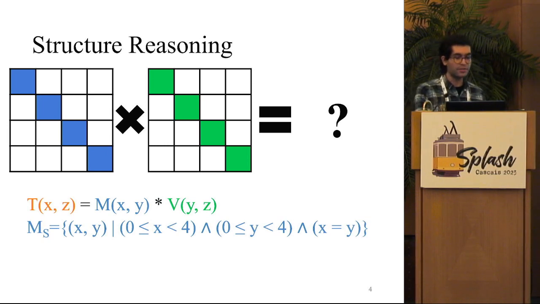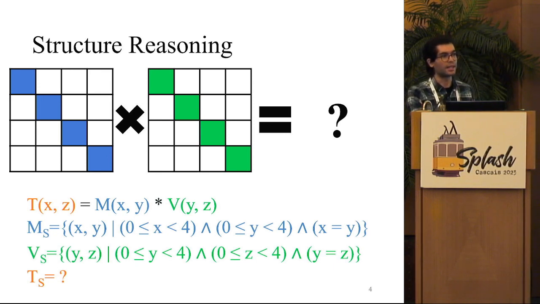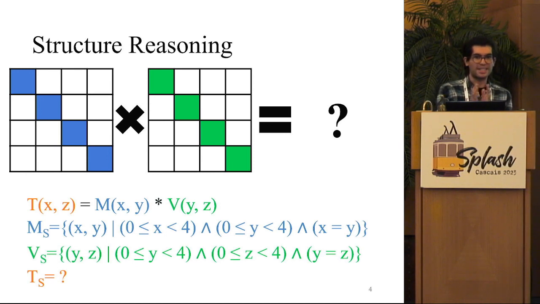And we represent the structure of the inputs. As in the previous slide, the structure of M is diagonal, so it's represented as x and y between 0 and 4 and x equals y. And the structure of V is basically the same: y and z between 0 and 4 and y equals z. What we want to know is the output structure. But for this, we need a better representation. This set representation is not ideal for defining automatic structure inference, and we cannot easily propagate the structure throughout the tensor computation.